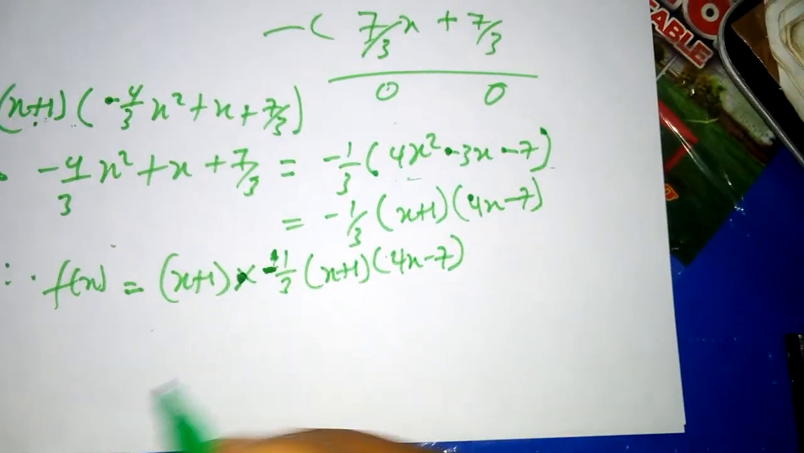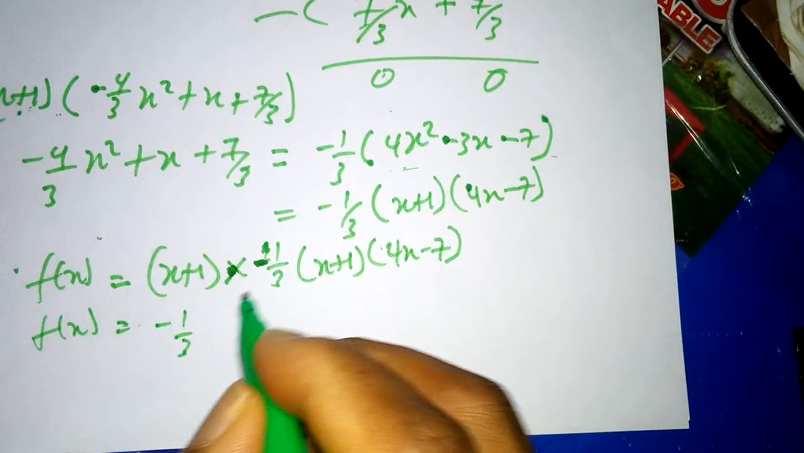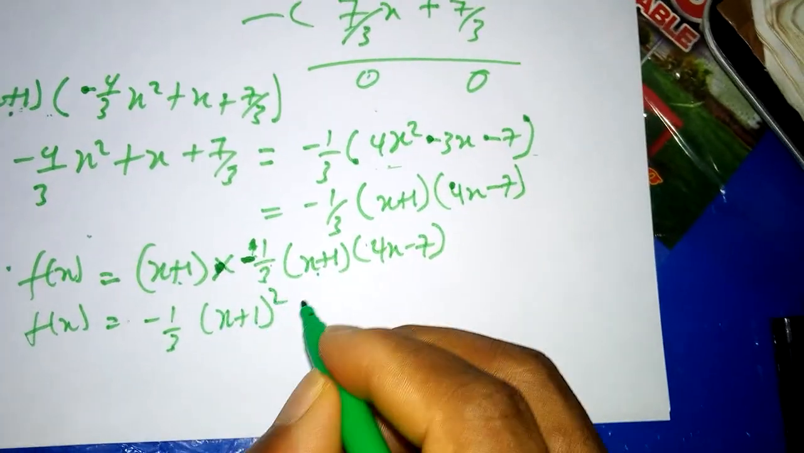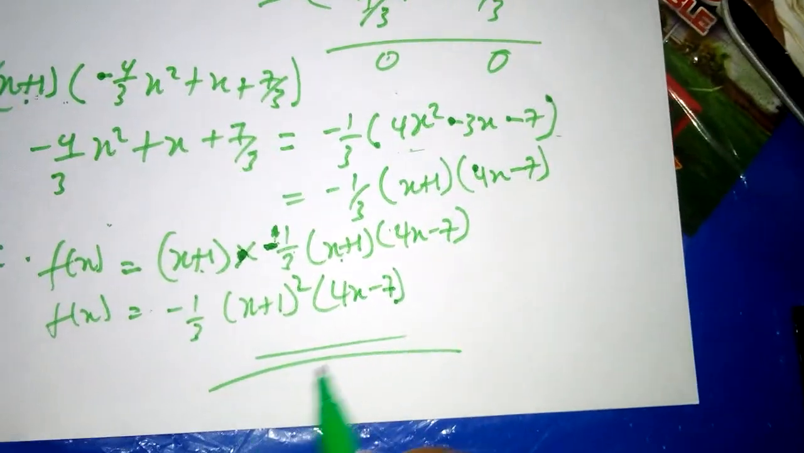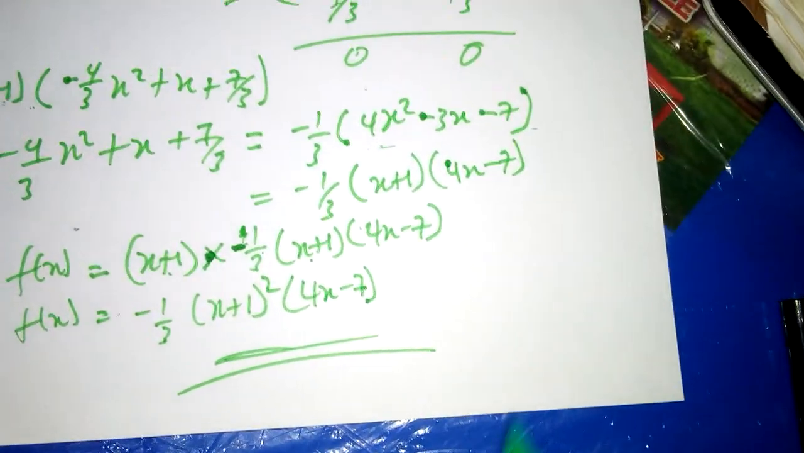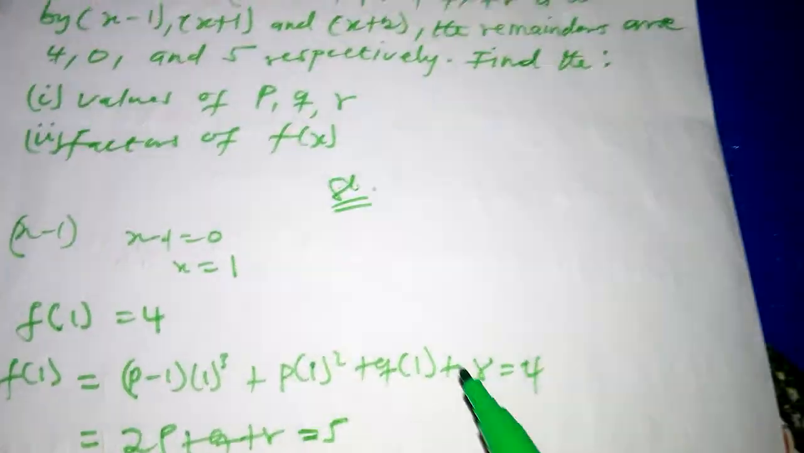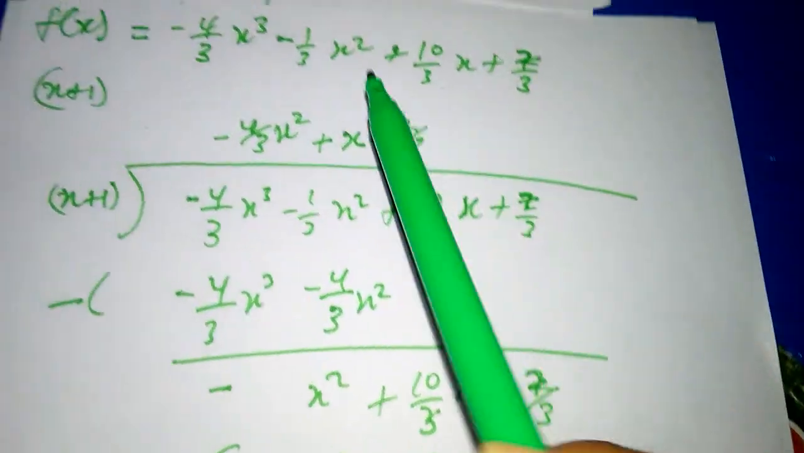So when I simplify it all, I'll get f of x to be equal to minus 1 over 3. This minus 1 over 3 will multiply this. I'll get x plus 1 all squared, then 4x minus 7. So these are the factors of this function. This function, which we have already solved for what? P, Q, and R. We put it inside and we had this.